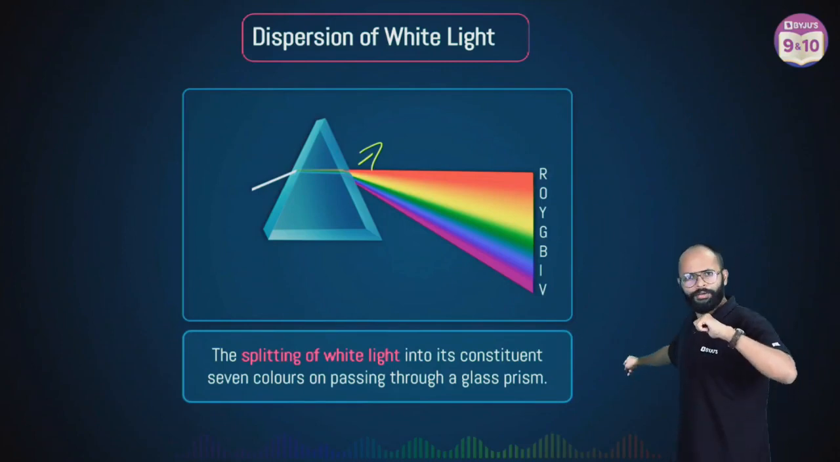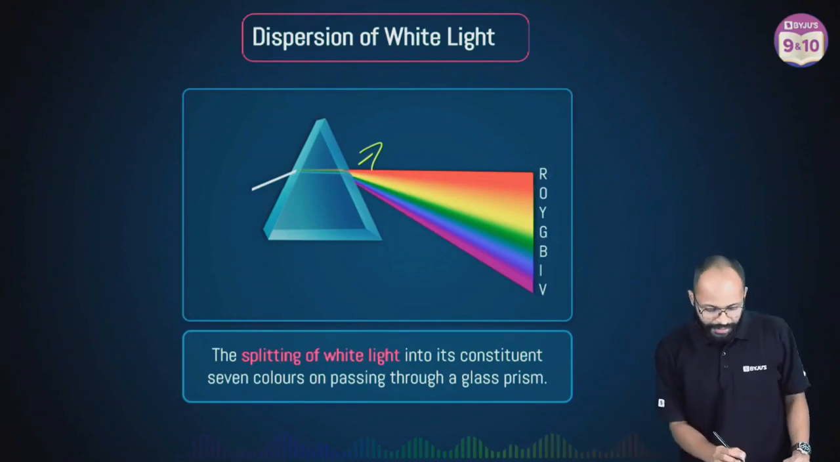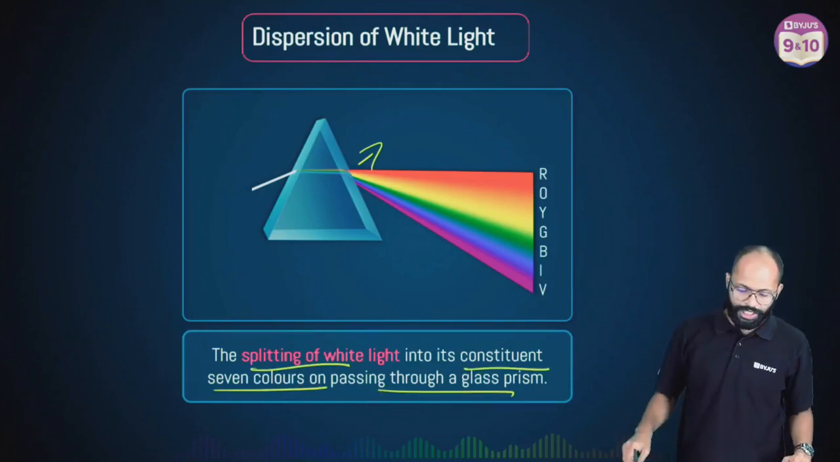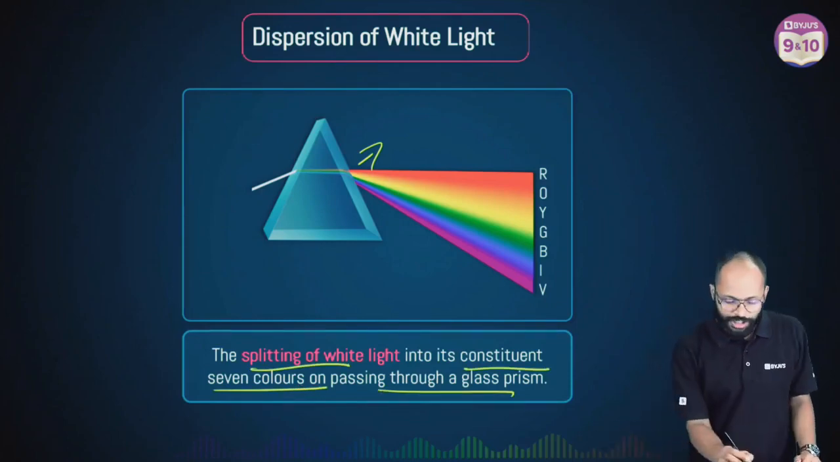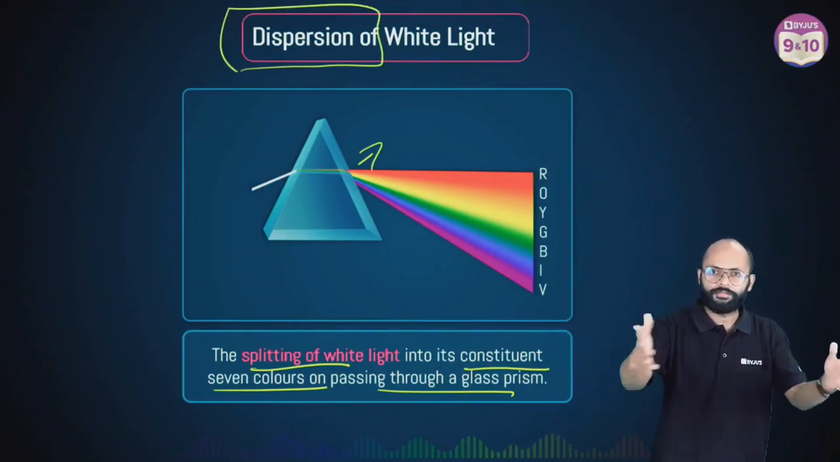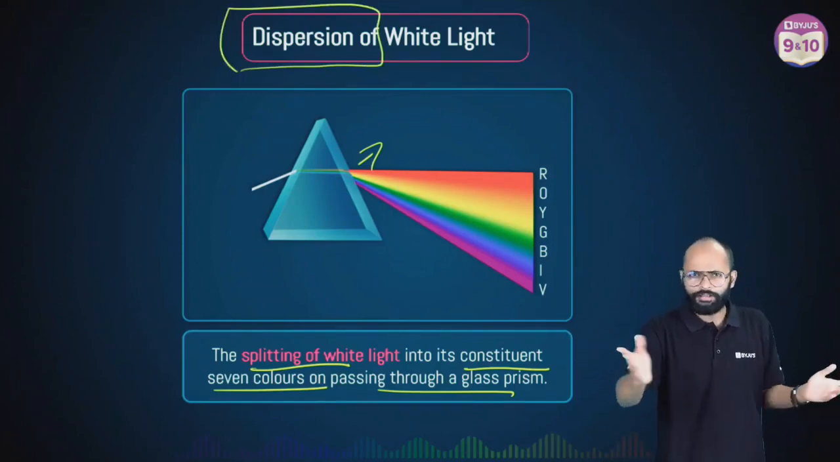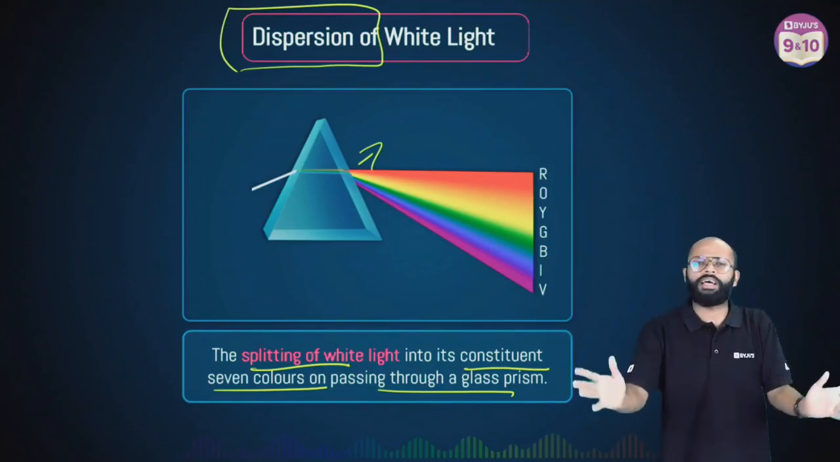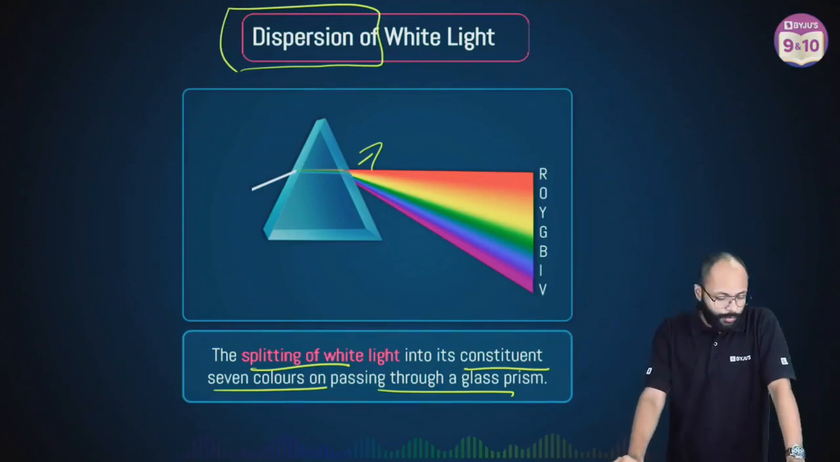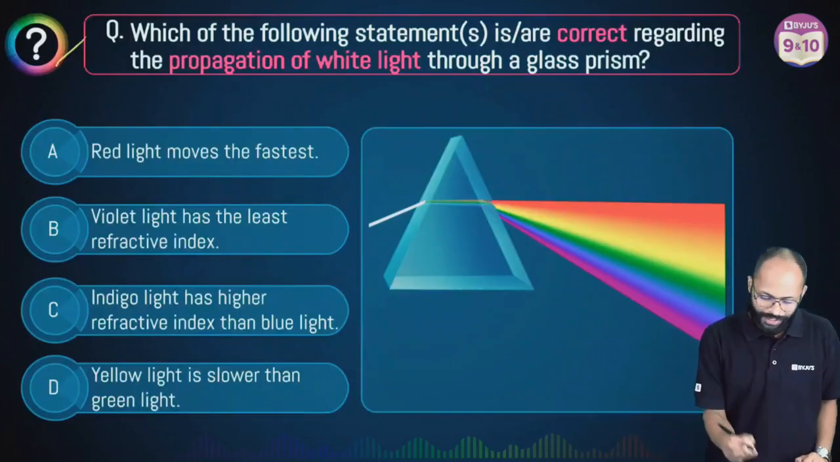सो रेड इज अप एंड वॉयलेट इज इन द बॉटम। वेरी गुड। The splitting of white light into its constituent 7 colors on passing through a glass prism is what we call dispersion. Disperse करना मतलब, disperse होना मतलब फैल जाना, है ना? फैला देना। तो हमने white light को फैला दिया उसके अलग अलग colors में। Dispersion, easy एकदम, right? Splitting of white light into constituent colors. Very good. Now, a question, फटाफट.